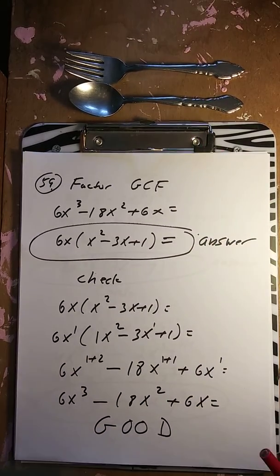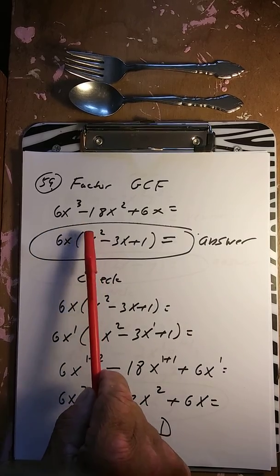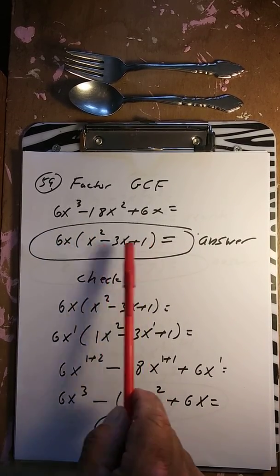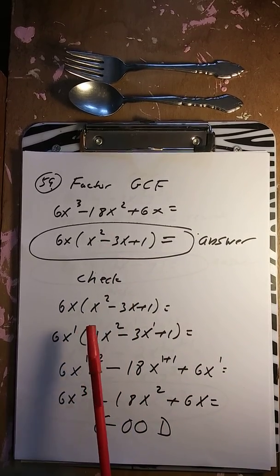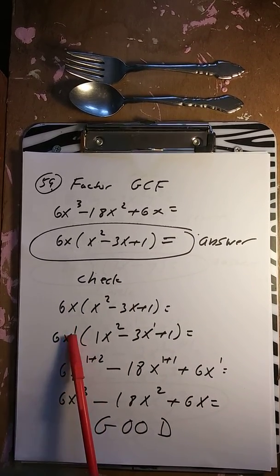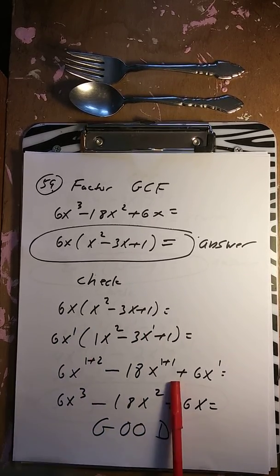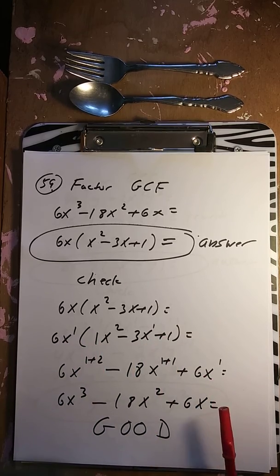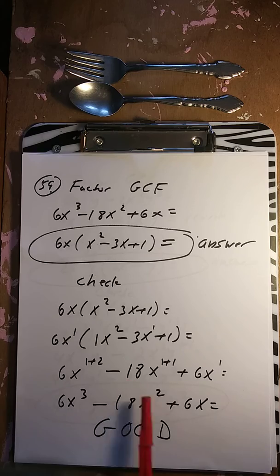Factor this. Factor the GCF. So for this one, we can take out 6x from this. Is that right? Let's check this. 6x times that, is that going to give us back the original problem? Let's see. 6x to the 1 times this is going to be 6x to the 1 plus 2 power. That times that's going to be 18x to the 1 plus 1 power. And this is going to be 6x. So now, is that right? 6x cubed, 18x squared, 6x. Good. It does match.